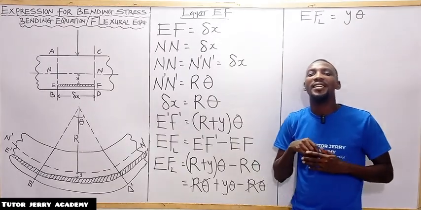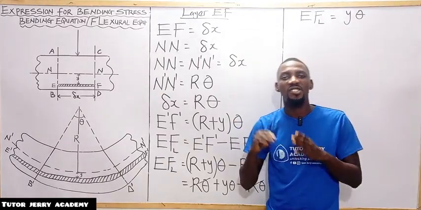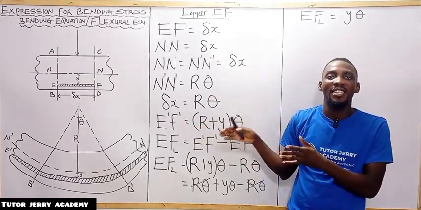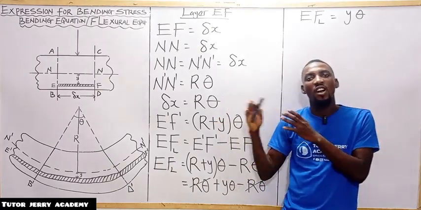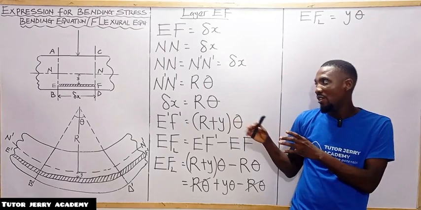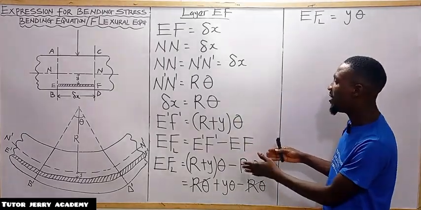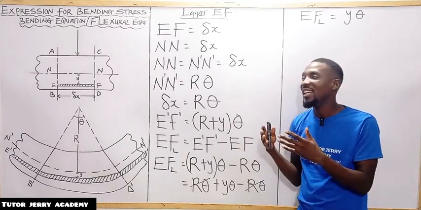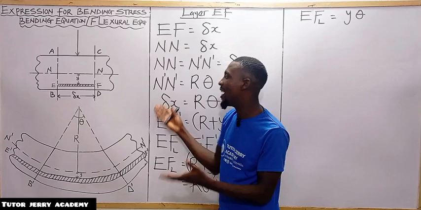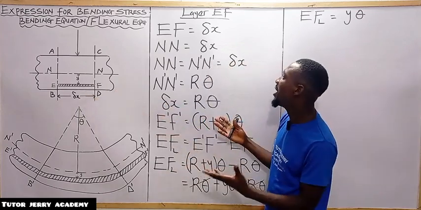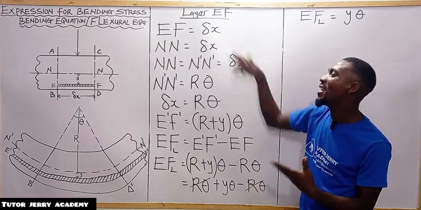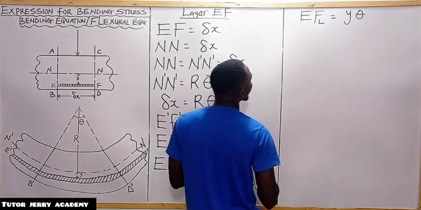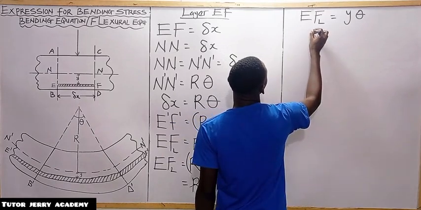All right. So the next thing we are going to consider is the strain in layer EF. We know that strain is equal to what? Increase in length all over what? The original length. We know that the increase in length of layer EF is equal to this. And what is the original length? The original length of this layer EF is what? EF. And our EF is equal to what? DS. And our DS is equal to what? R theta.